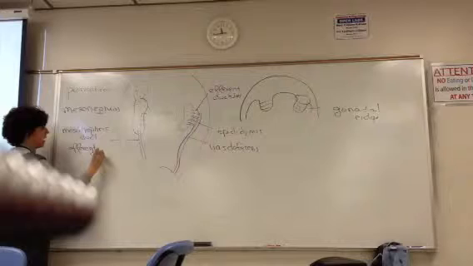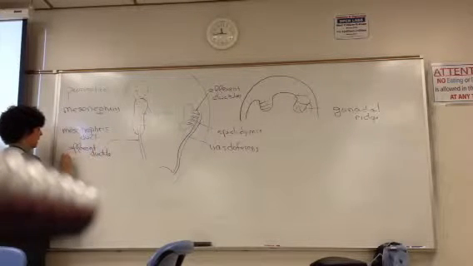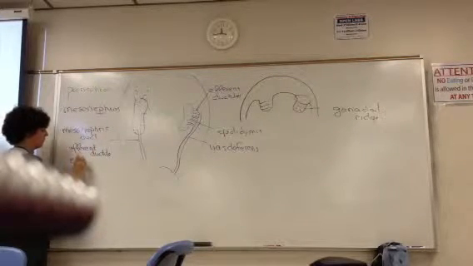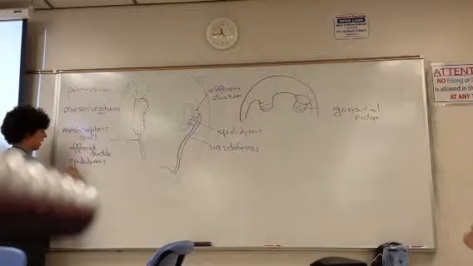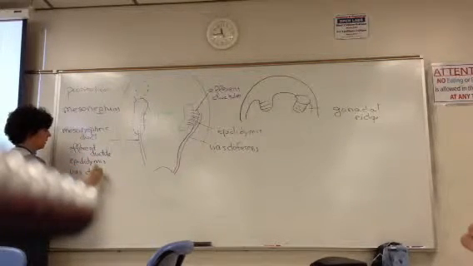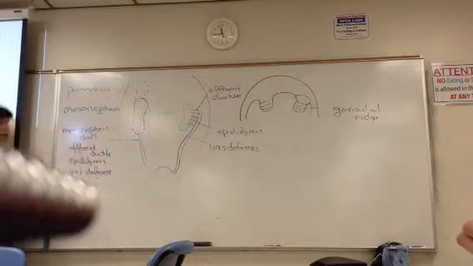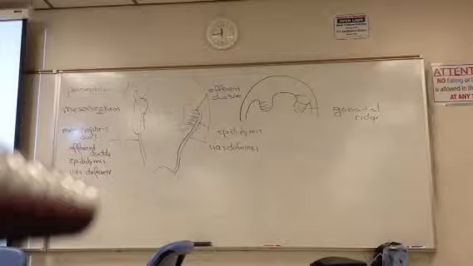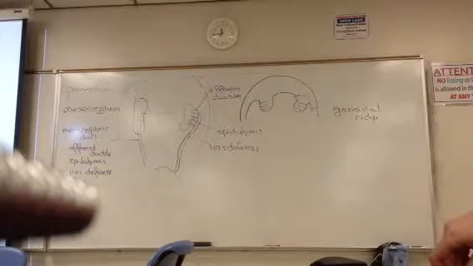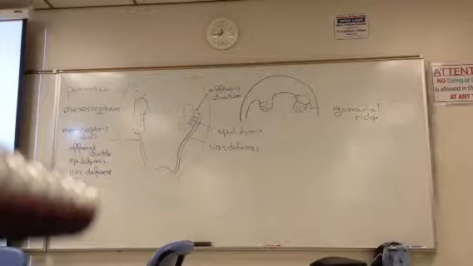So efferent ductules, epididymis, and vas deferens, embryologically, would all be identified as the mesonephric duct. So here you can see the efferent ductules, the epididymis is going to be here, and here's the mesonephric duct.